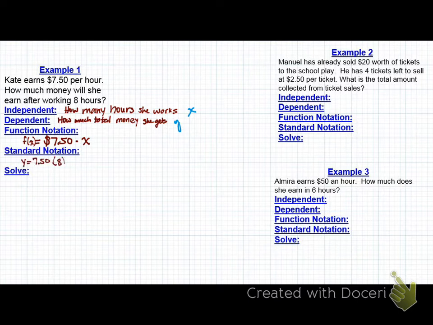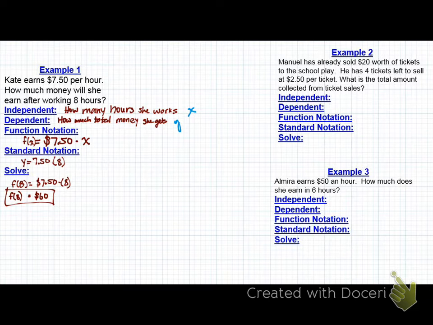In this case, let's put in 8, and then we're going to solve for it. So f of 8 is going to be equal to 750 times 8. Plug it in. 750 times 8 is $60. So f of 8 is $60. Now we've just taken a math problem, like a word problem, and turned it into math.